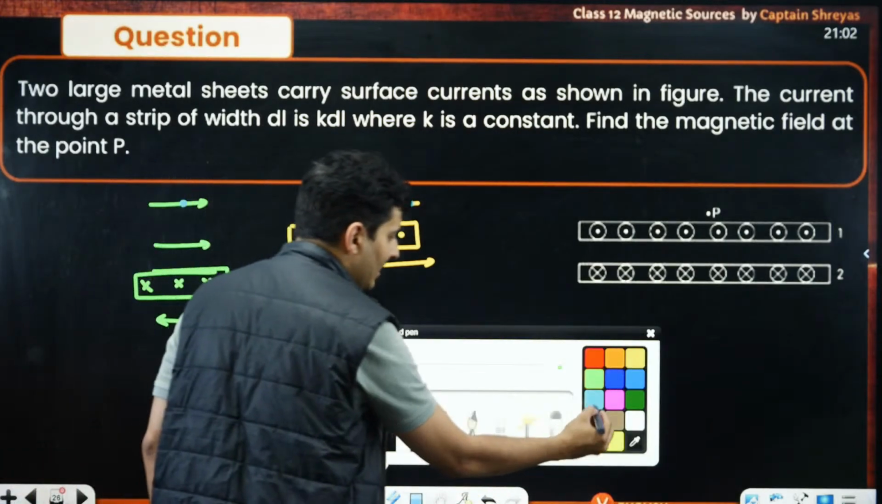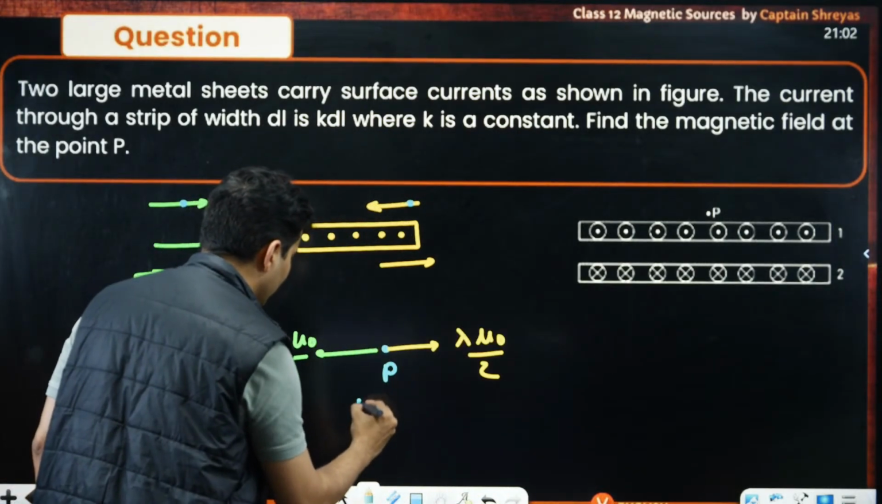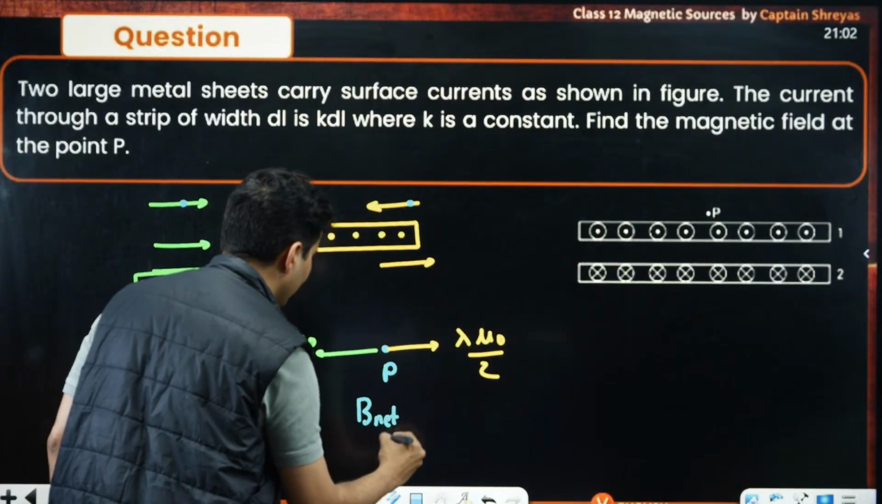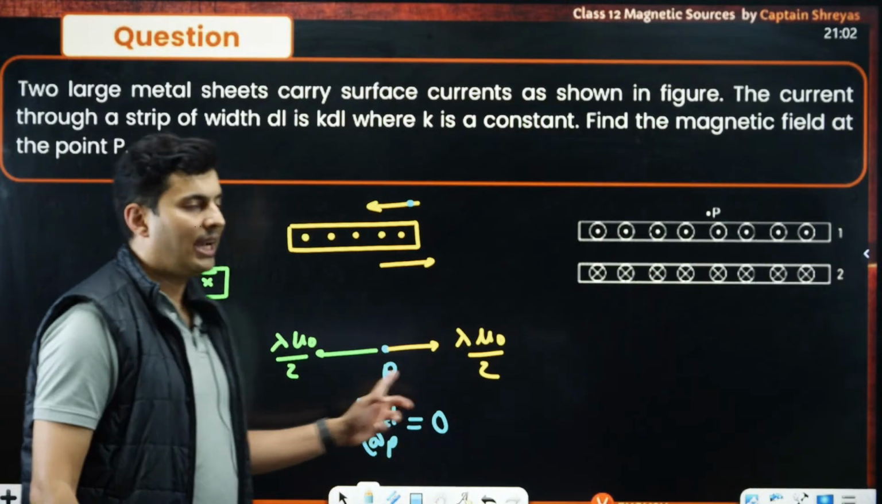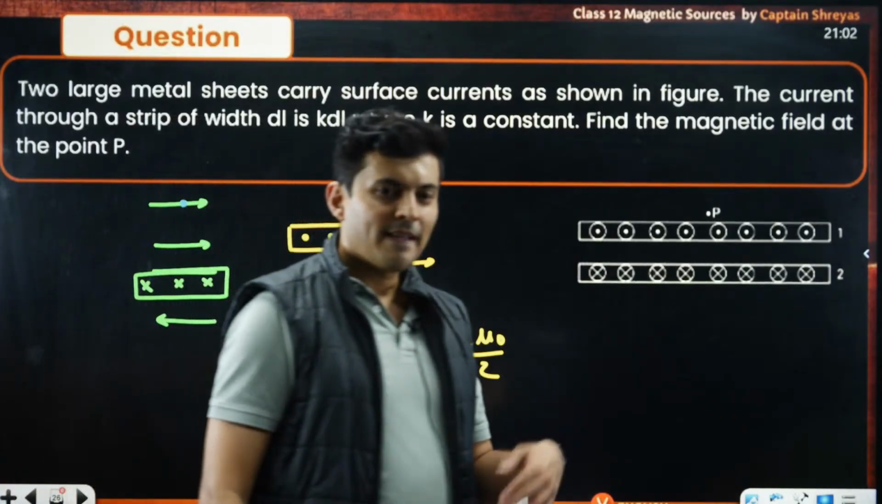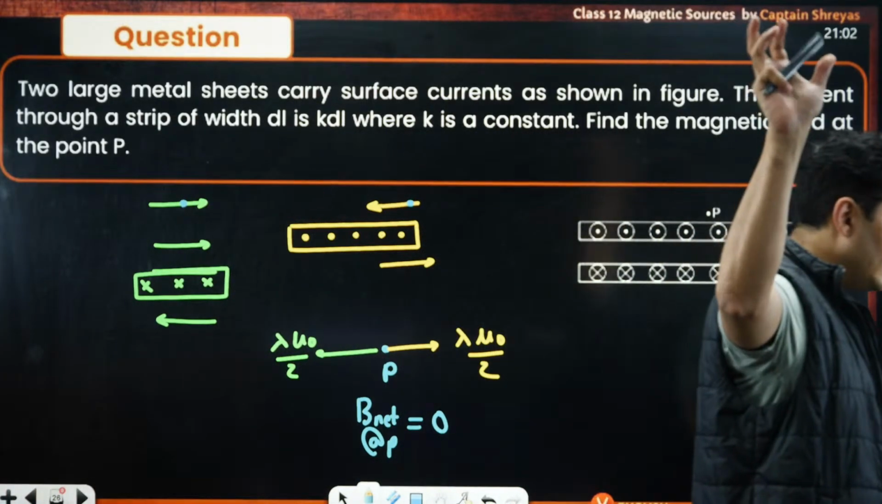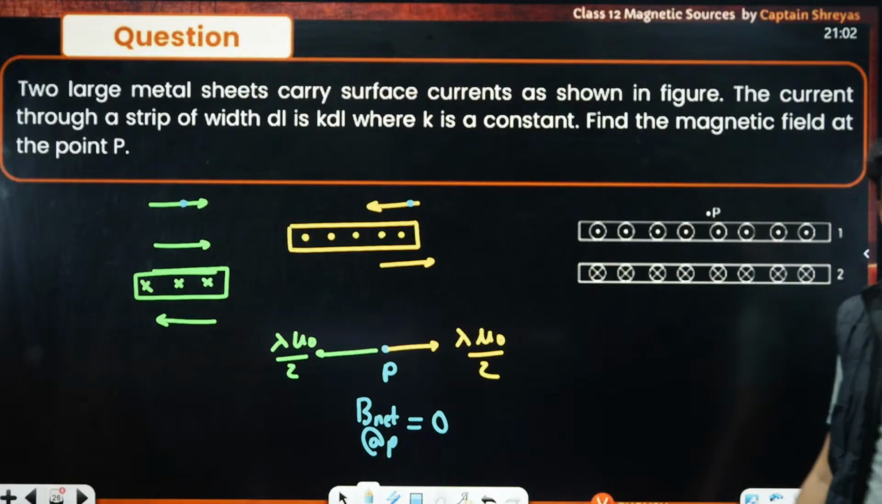So they will both cancel out each other, and the net magnetic field at P will be a big fat 0. They will end up cancelling. How many of you understood this? Use the right hand thumb rule, nothing more, nothing less.